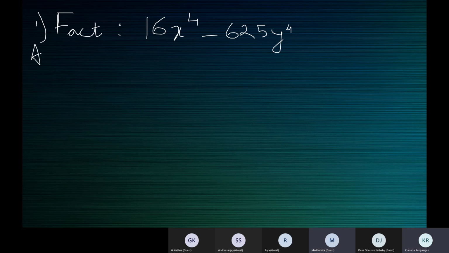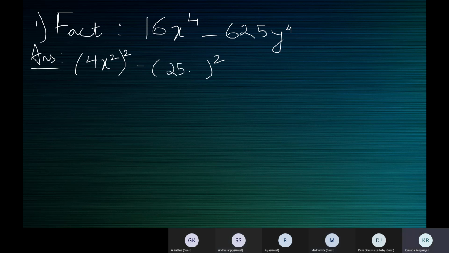16x to the power 4 becomes 4x square the whole square, ma'am. Then 25y square the whole square, ma'am. 25 square is 625. Y square, the whole square is y to the power 4. Correct. Because 4 square is 16. X square, the whole square is x power 4. Fine. This is the first step.